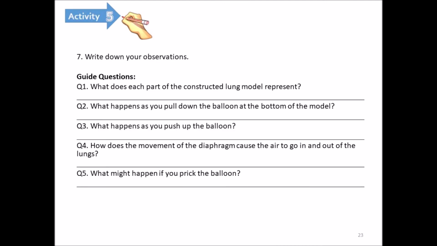Write down your observations and kindly answer the guide questions. Question number 1. What does each part of the constructed lung model represent? 2. What happens as you pull down the balloon at the bottom of the model? Third, what happens as you push up the balloon? Fourth, how does the movement of the diaphragm cause the air to go in and out of the lungs? Fifth, what might happen if you break the balloon?